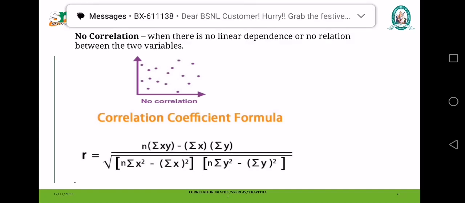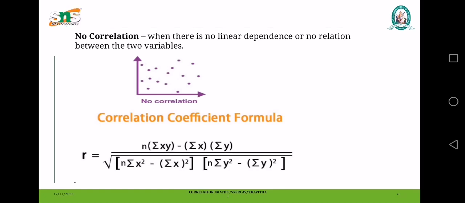For the given x and y, the summation of x is 56 and summation of y is 112, and we calculate xy, the multiplication of x and y, and sum of xy is 1312. We find x square, and summation of x square is equal to 656, and y square, summation of y square is equal to 2624. Now we substitute these values in the formula.